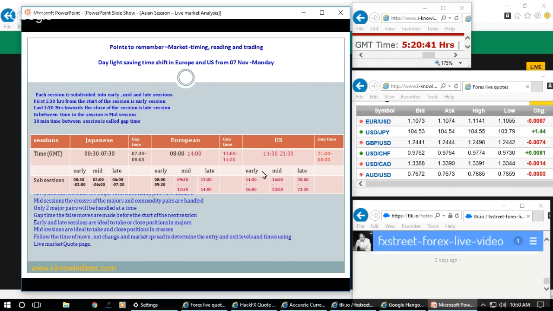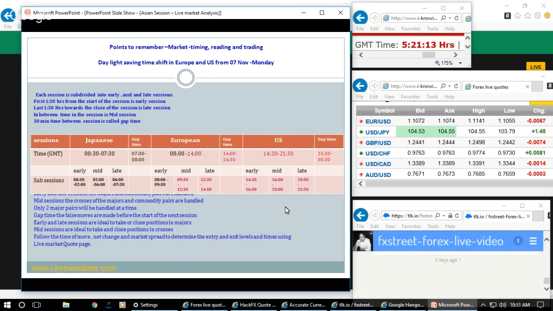Then the US session is subdivided into early session 14:30 to 16 GMT, and 16 to 20 GMT is the mid session, and 20 to 21:30 is the late session. So these are all the session timings for the day, and you can follow it till March, this time frame.